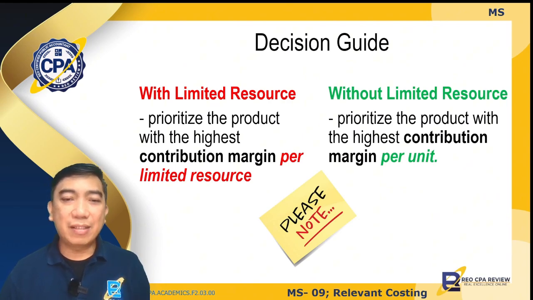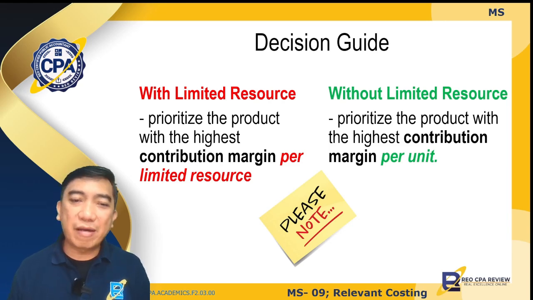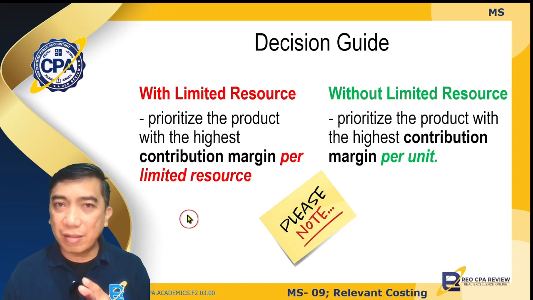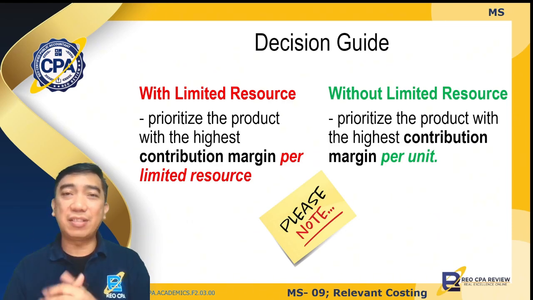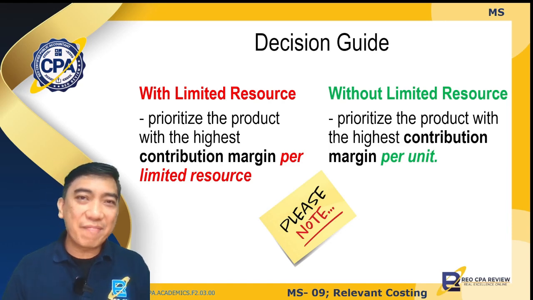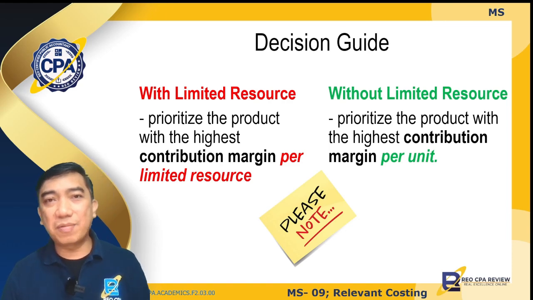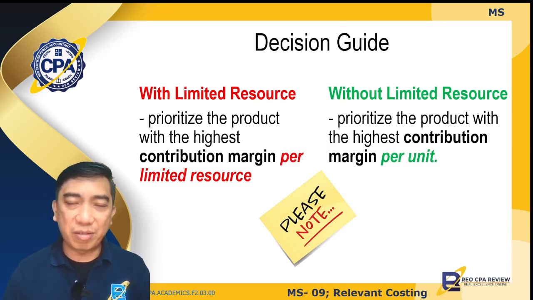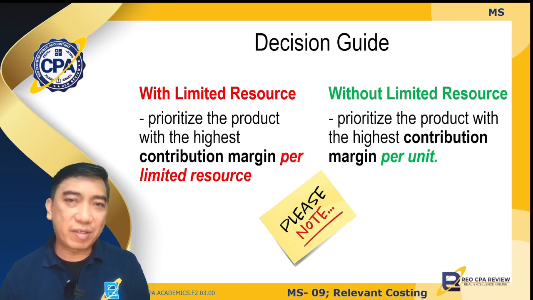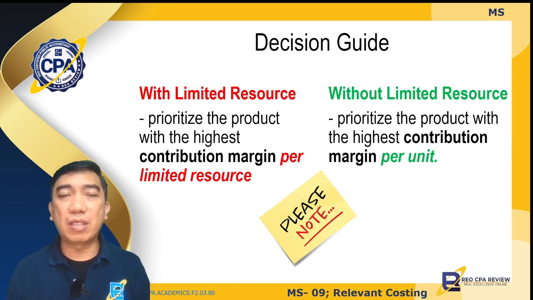Now, if there are limited resources, our decision guide is to maximize or prioritize the product having the highest contribution margin per limited resource. In contrast, class, what if we don't have a limited resource? We have all the resources in the world. Okay, kaya natin. Mayaman, no? Mayamanin yung company natin. May kulang na resource, bili ka lang. So if that is the situation, class, ang priority natin, babalik na yan sa principles ng cost, volume, profit, and break-even point. Prioritize the product having the highest contribution margin per unit.